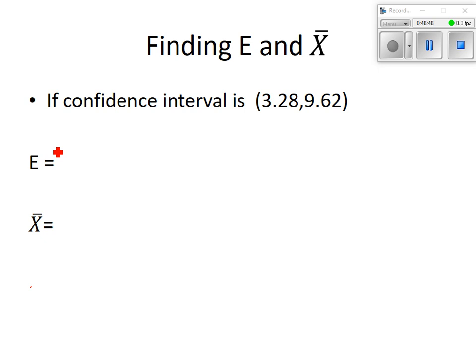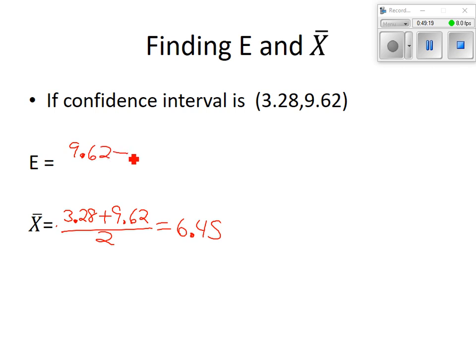I'll probably put this on there because I think this is what the quiz looks like next time. How do we find the X bar? Add them, divide by 2. So 3.28 plus 9.62 divided by 2, what's that give you? 6.35. That's our X bar. How do we find the margin of error? Subtract them, make sure you put the big one first. 3.17.